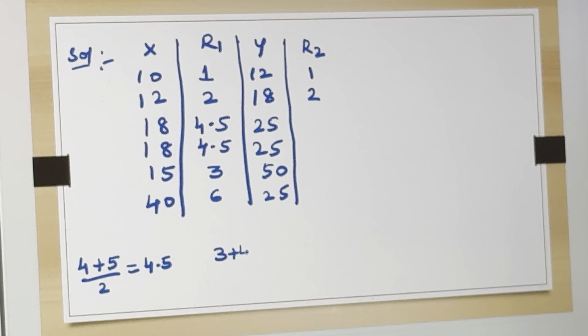3 plus 4 plus 5 upon, since 25 is repeated thrice, you have to divide it by 3. So 3 plus 4 plus 5 कितना होता है? 5 plus 4 is nothing but 9. 9 plus 3 is nothing but 12. 12 upon 3 you will be getting the value as 4. So rank 4 has to be assigned against 25. Okay. So कितने रैंक्स आपने टोटली डाल दिए हैं? 1, 2, 3, 4, 5 रैंक्स are already over. So for 50 you are going to assign the rank 6.